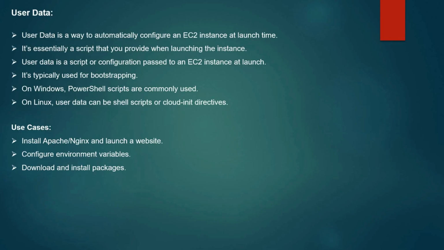So when you launch the EC2 instance, you give a script to automate the configuration. It is essentially the script that you provide when launching the instance. It is typically used for bootstrapping. Bootstrapping means running commands when the machine starts.